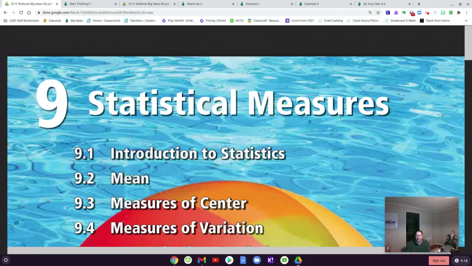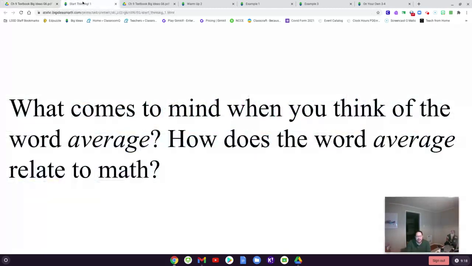Well, ahoy there, mateys. We're going to move on to 9.2 in Chapter 9, which is all about mean. Mean? That doesn't sound nice at all. What is mean? Well, I'll explain. Mean's not so bad in math. So, mean has to do with average.